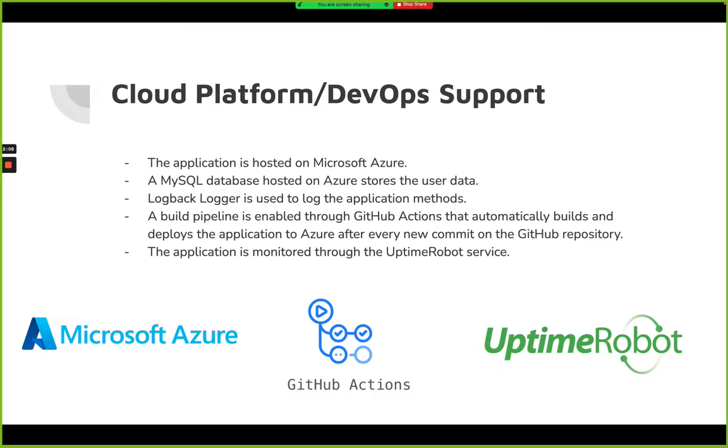Right, and for the cloud platform, the application is hosted on Microsoft Azure, and its database is hosted using MySQL through Azure. And the logger is also used in Azure to log the application methods and to log when the methods are accessed. The build pipeline is hosted through GitHub, and it automatically builds and deploys the application to Azure after every new commit to the GitHub repo. And the application is monitored through the Uptime Robot service.